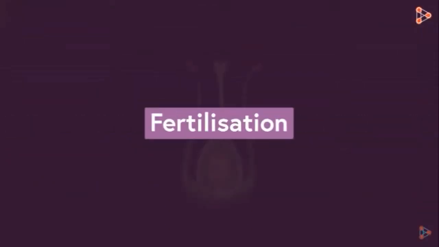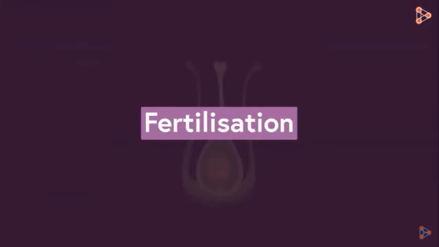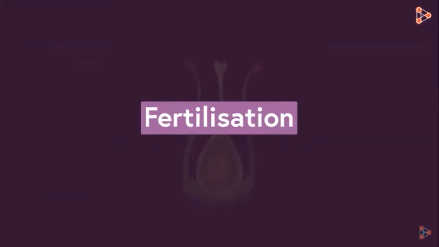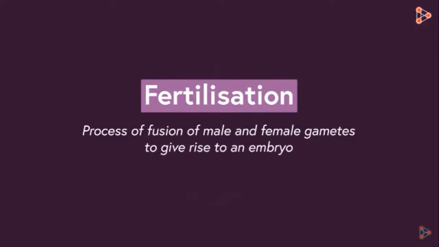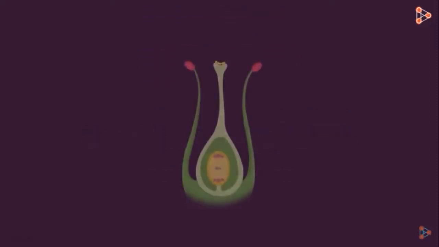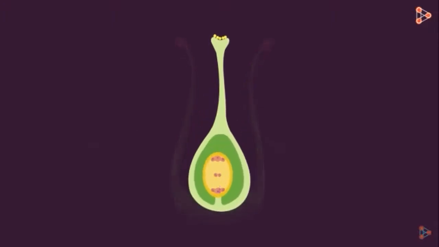Now let's get back to the fertilization process in plants. Let's define it again. It is the process of fusion of male and female gametes to give rise to a new embryo. After pollination is successfully accomplished, how does fertilization occur in plants? Let us zoom into the structure of a typical pistil, the female reproductive part of the flower.